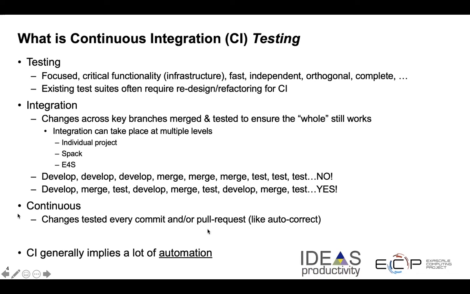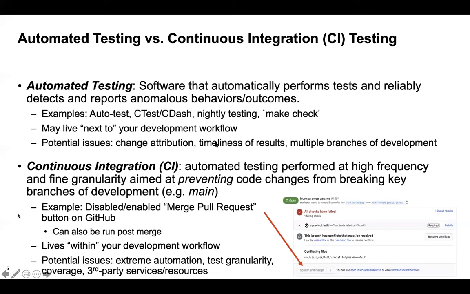CI implies generally a lot of automation. So you could do this on your own without a CI system, and then it would be some sort of automated testing. But this automation is key so that you're not having to manually do computer forensics every time you want to merge some code. There are several systems that provide auto testing, and we've talked about a lot of those.